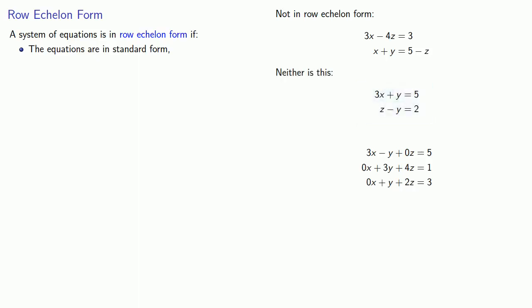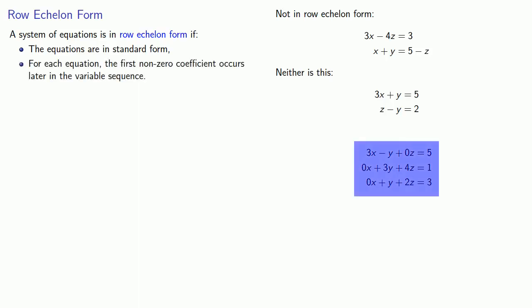The next requirement is that for each equation, the first non-zero coefficient occurs later in the variable sequence. If we've written the equations in standard form, this means our system of equations will have a stepped appearance. So in this last system, the first equation starts off with an x term, the next equation starts off with a y term, as does the last equation. And so this cliff that we've run into indicates that we are not in row echelon form. So none of these systems of equations is in row echelon form.